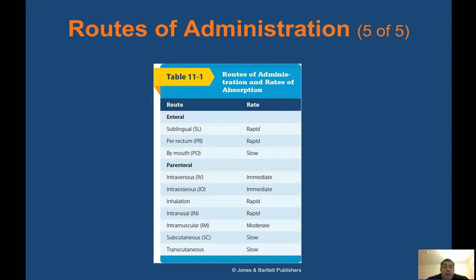You also have to know how fast the medications work, depending on which route you give it. Sublingual goes rapidly. Per rectum goes rapidly. By mouth, PO, is kind of slow because it's got to work its way down to the stomach and digest. Intravenous and IO are immediate because you're going right into the bloodstream. Inhalation is rapid. Intranasal is rapid too.